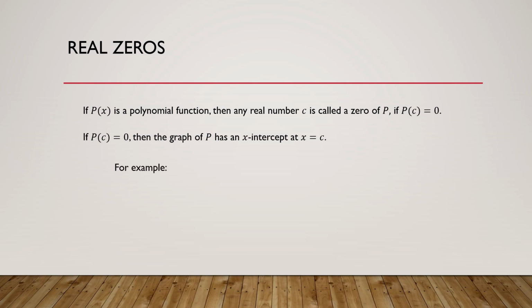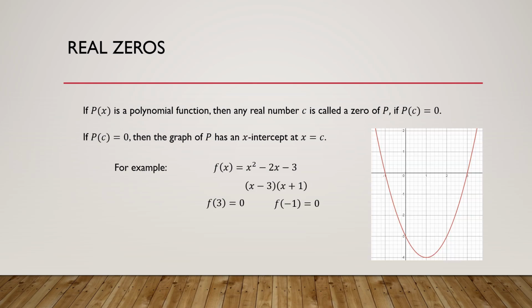For example, we'll use a second-degree trinomial, f of x is equal to x squared minus 2x minus 3. We can factor the trinomial into x minus 3 and x plus 1. This means that f of 3 equals 0 and f of negative 1 equals 0. Therefore, the graph of f of x has x-intercepts at x equals 3 and x equals negative 1. Note that in this case, the two zeros are not only real numbers, but also rational numbers. When this is the case, we can call the zeros rational zeros.